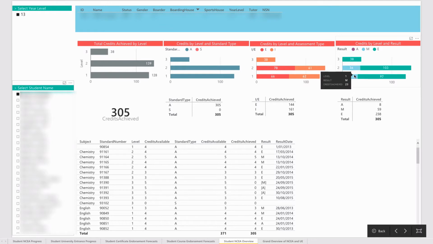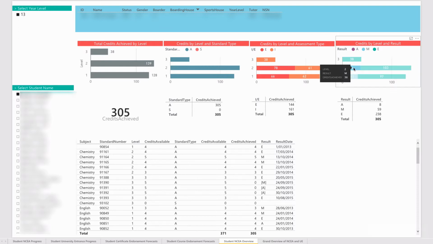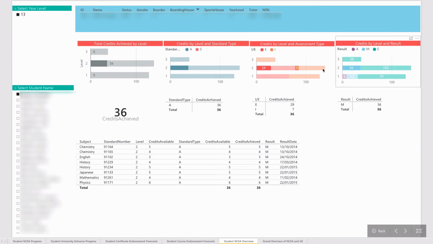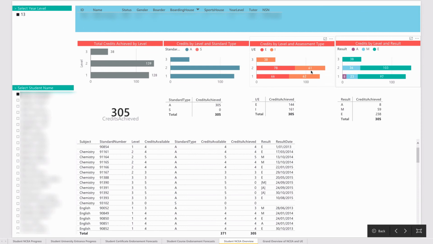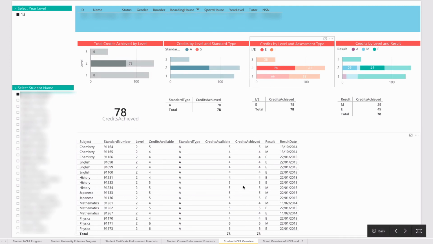And so this is quite a useful way of showing how the contextual changes work. So if I wanted to look at level 2 and find out what the actual standards were that this student achieved a merit in, everything changes, and I can see in the breakdown below what subject, what the standard number was, when it was achieved, and the result, which here is a merit. And so a really useful way of being able to directly drill down into detail. If I want to see how a student performed in the external results as opposed to internal at level 2, I can see here that there's excellences and merit grades showing up as well.